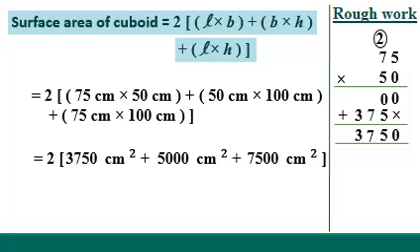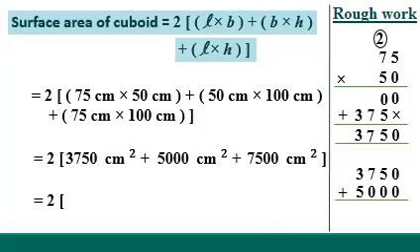Okay, now in the next step we need to copy 2 and the square bracket as it is because we haven't solved the square bracket yet. And within the square bracket we can see that we need to add first two numbers first. And 3750 will be written in the rougher column like this. And we are going to add 5000 in it, so that we are going to write down in the rougher column. And now we are going to add them.